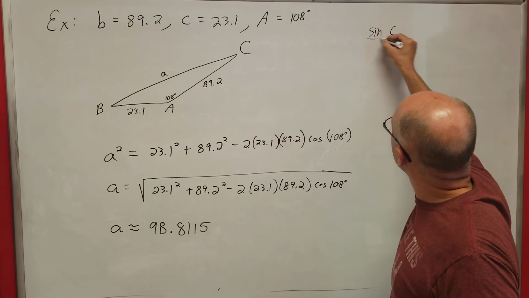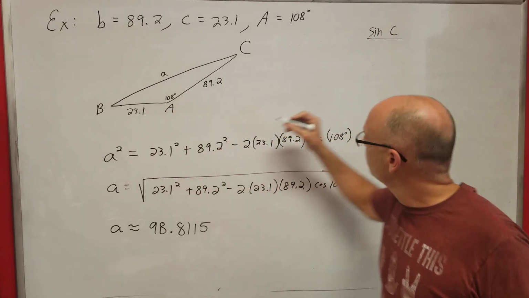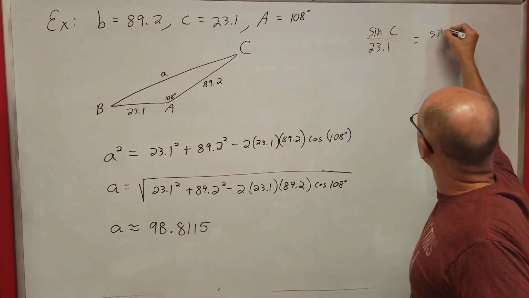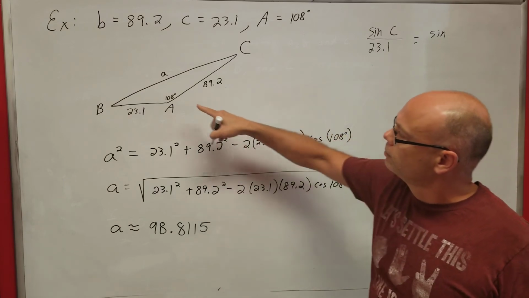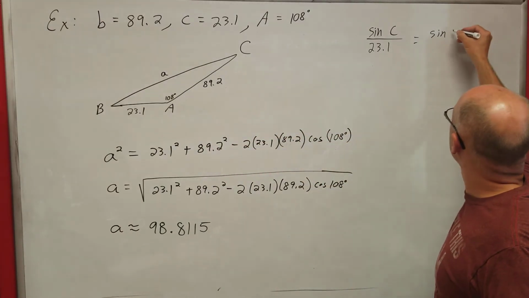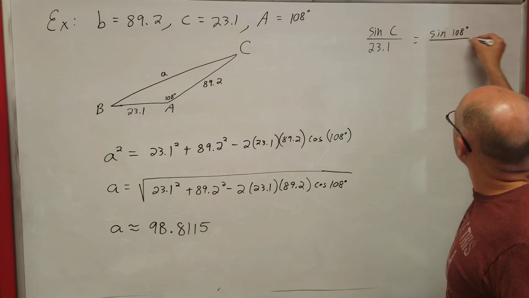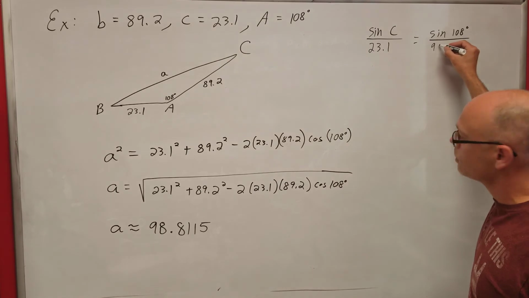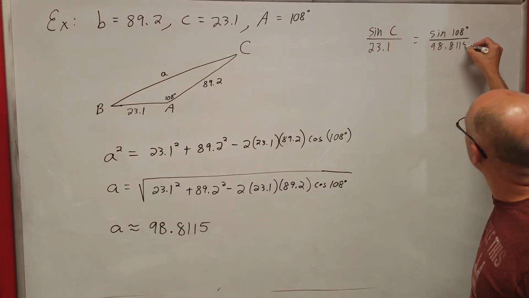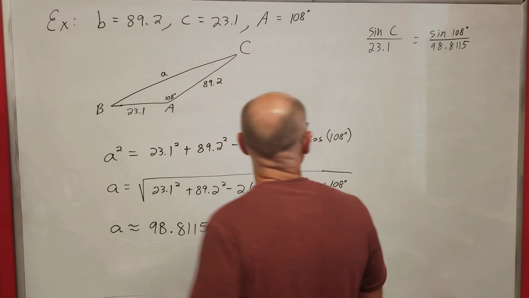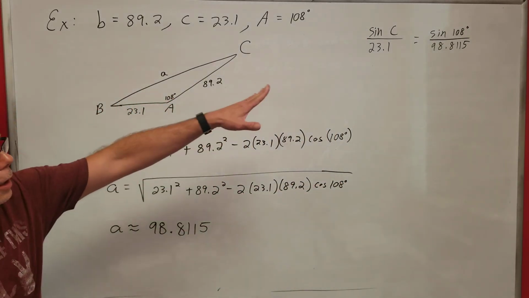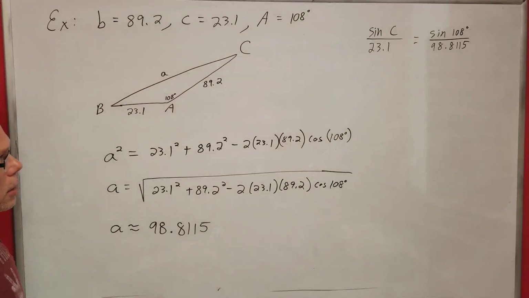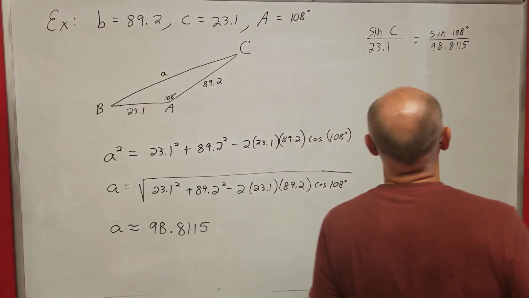So the sine of angle C over 23.1 is equal to the sine of angle A, which is 108 degrees, over side A, which we just found to be this number, and use it with those 4 decimal places, 98.8115. I wanted to do that in the last section, carried out to 4 decimal places, but for some reason Alex was not doing that, and it throws your answer off. So if they're not doing it, you should.